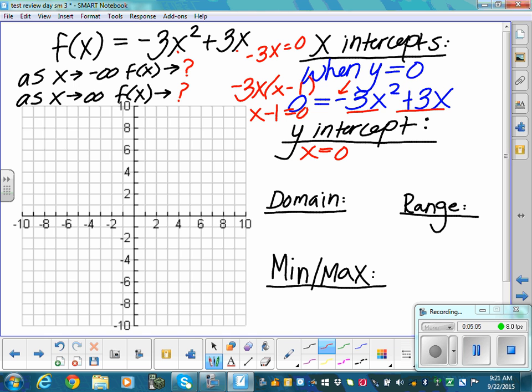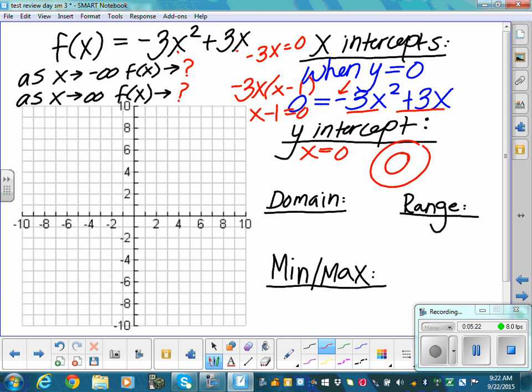Negative 3 times 0 squared. What's 0 squared? 0. Negative 3 times 0 is 0. And then plus 3 times 0. So plus 0. So we get 0. Yeah, good. So our y-intercept is at 0.